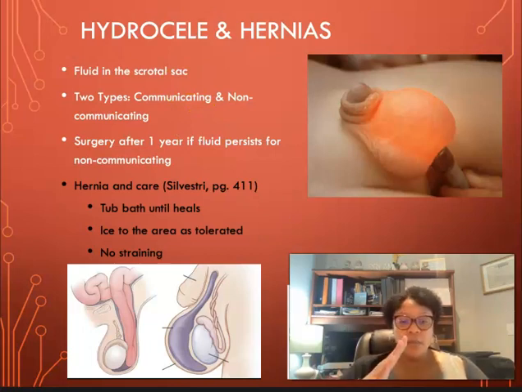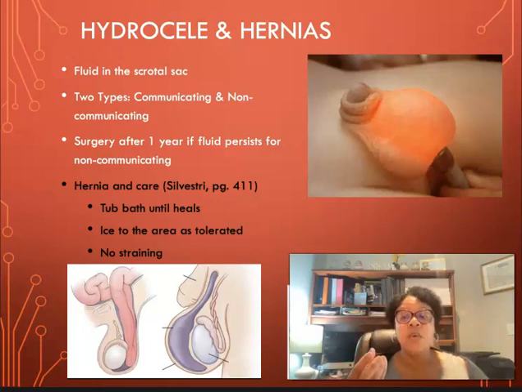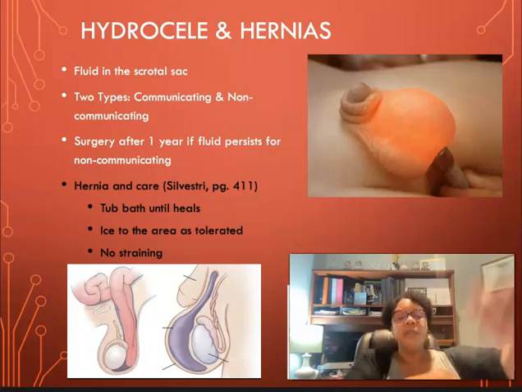So let's talk about why this happens first. Normally when the testes descend from the abdominal cavity, the channel that they descend down closes. When this closure does not happen, that is when we start to have fluid from the abdominal cavity continue to flow down into the scrotum. That is called communicating, kind of similar to communicating versus non-communicating hydrocephalus.